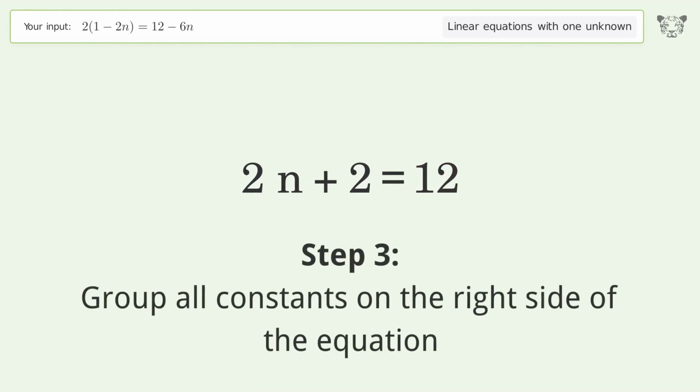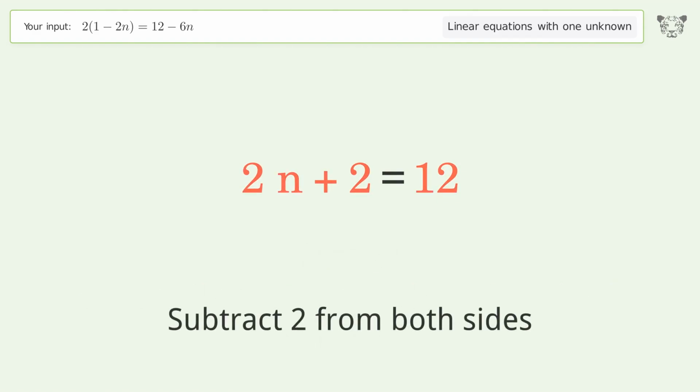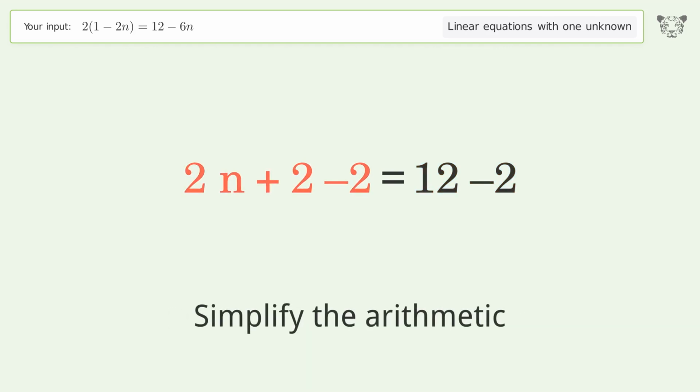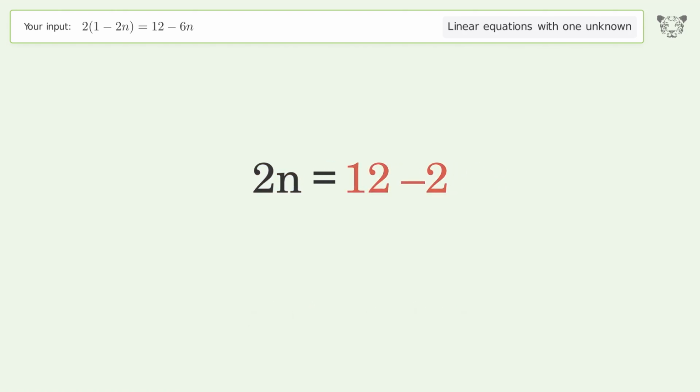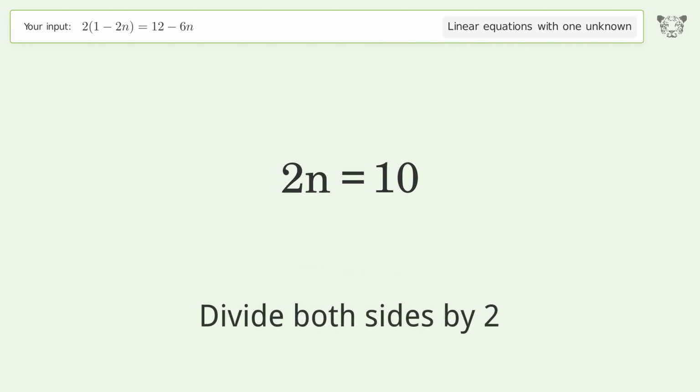Group all constants on the right side of the equation. Subtract 2 from both sides. Simplify the arithmetic. Isolate the n. Divide both sides by 2.